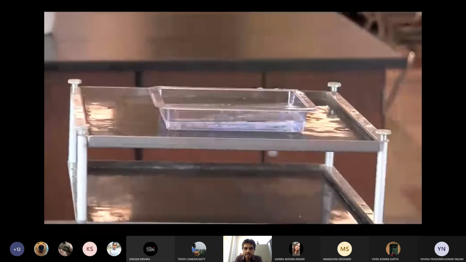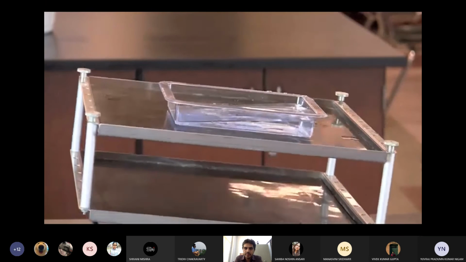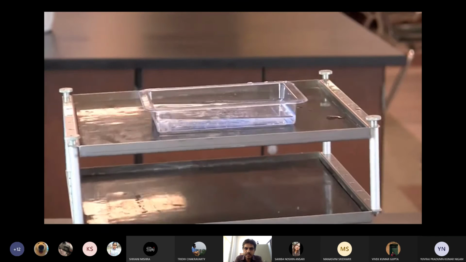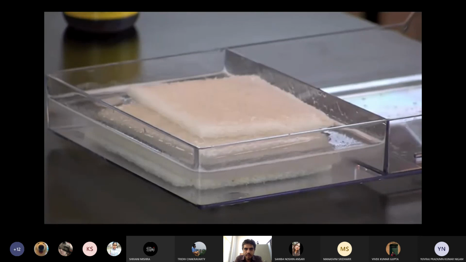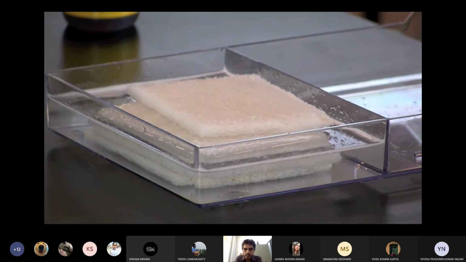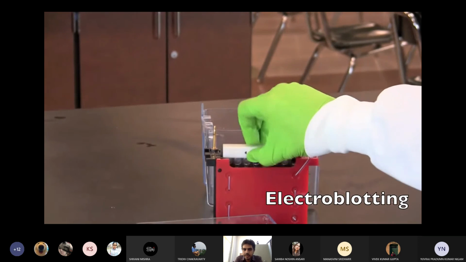So this is what type of gel you are having. First, you soak it into your pre-transfer buffer. Now these are soaking. These are the pads that you need for transfer. They also need to soak into your pre-transfer buffer.